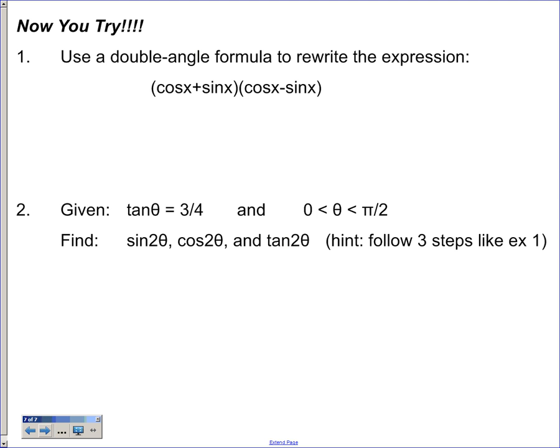So there's 2 problems for you to try. The first one, you're just rewriting, using the formula to rewrite, sort of like example 3. And number 2, we're given a value of tangent, and you're supposed to find sine of 2 theta, cosine of 2 theta, and tangent of 2 theta, like example 1. So you're going to want to go through all those steps that we did in example 1. So give those a shot and bring those into class.